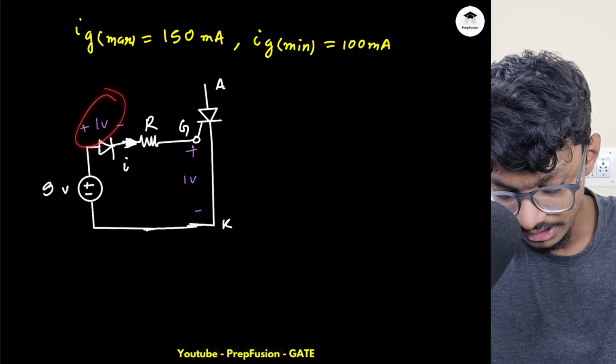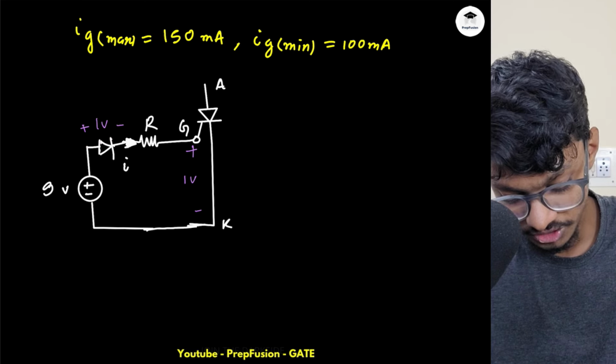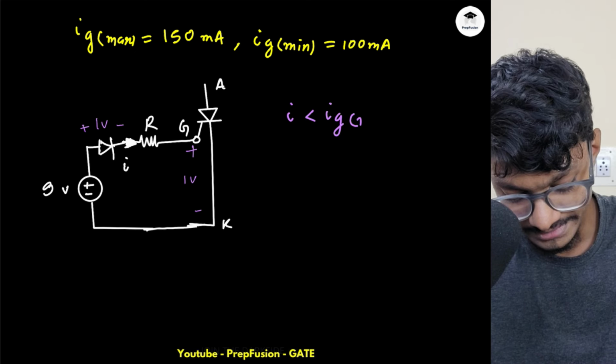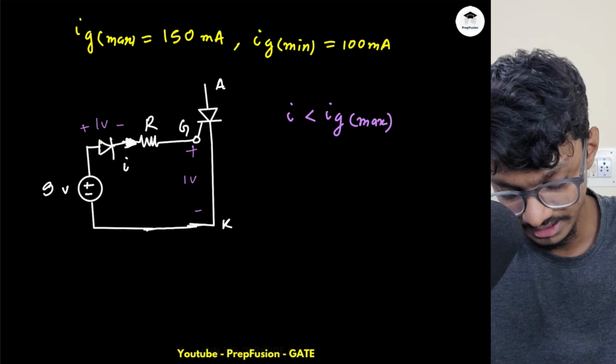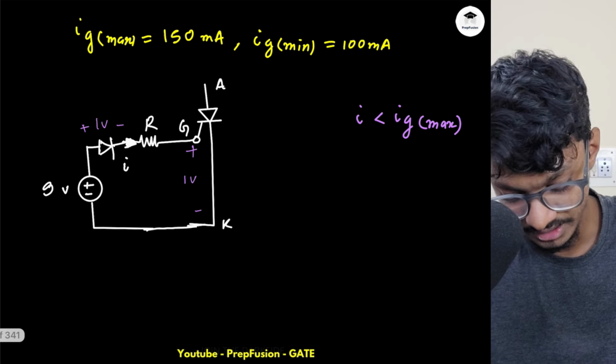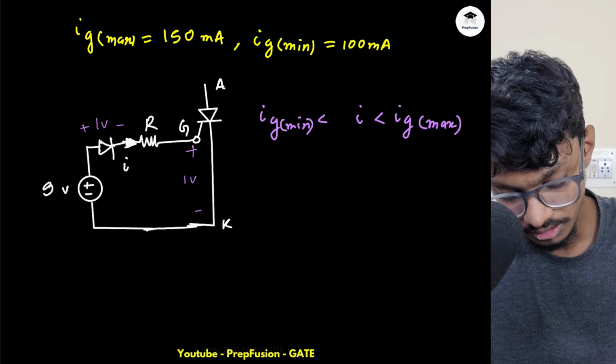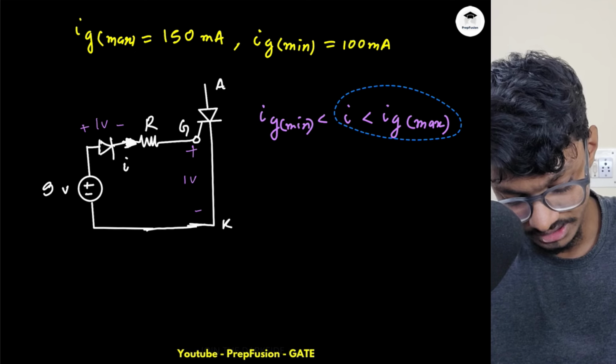So one thing is for sure: this is the IG, and it has to be less than IG max, because otherwise the gate will get damaged, and it has to be more than IG min, only then will the device get triggered. Otherwise the device will not be able to trigger. It has to be in between these two values.